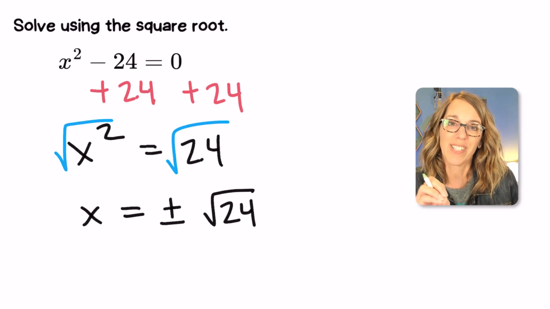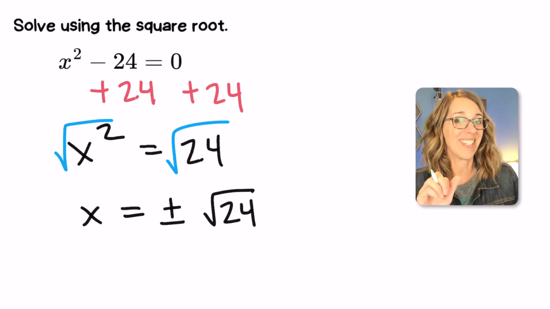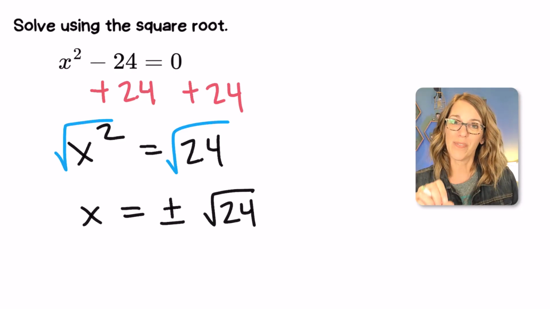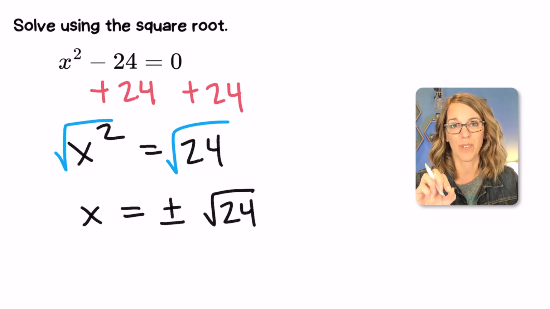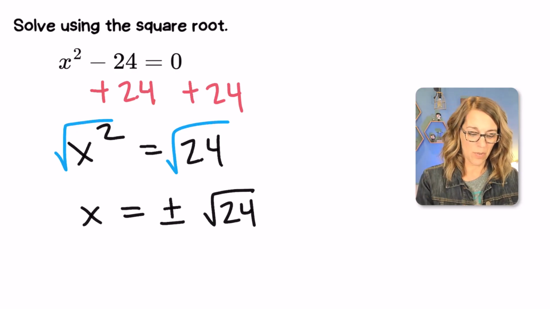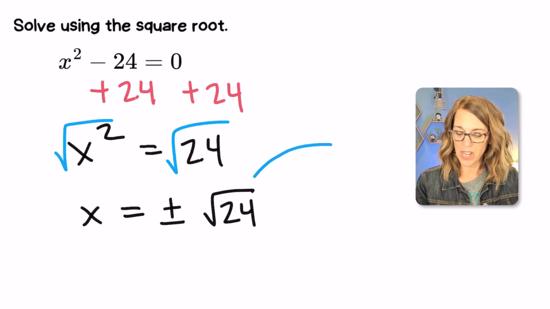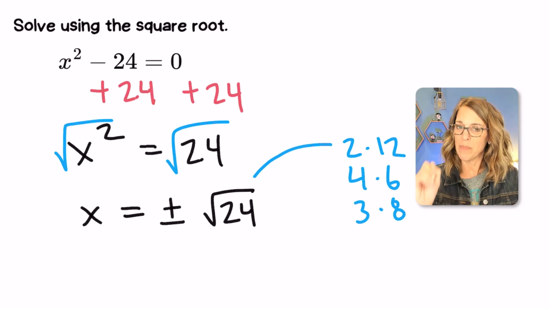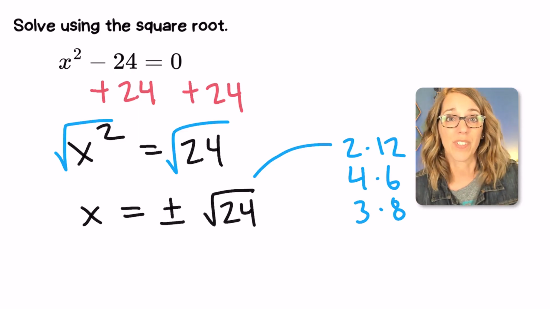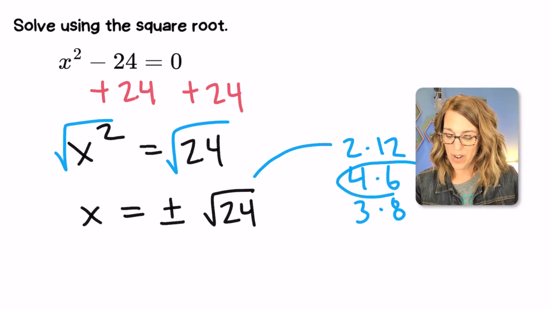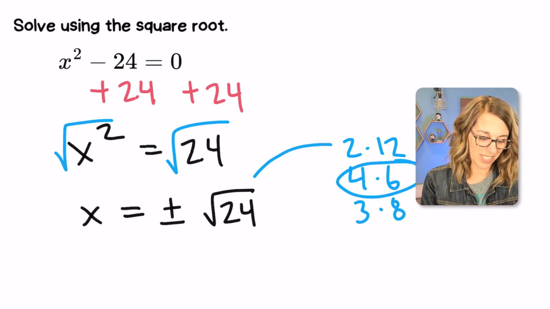Now I've almost got my solution, but it's not simplified. I want to simplify our answer by taking at least part of this square root. So I'm going to think through what times what is equal to 24. I could use a 2 times a 12. I could also use a 4 times 6, or I could use a 3 times an 8. But the one that I want is the one that has a perfect square. I can take a square root of 4, so I'm going to use that 4 times 6.